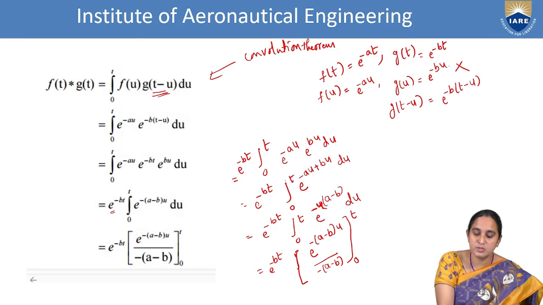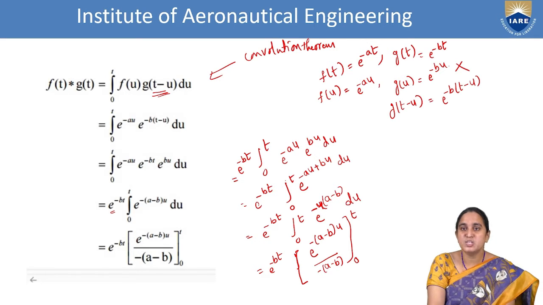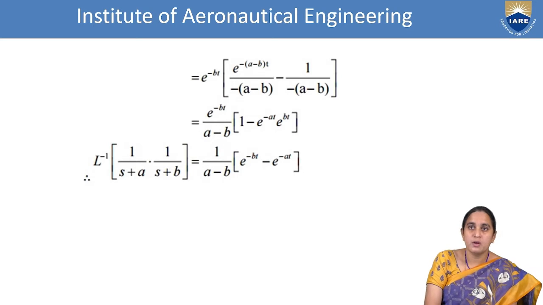By using the convolution theorem, we converted the function, and after that integration with respect to u, we got e power minus bt into e power of minus a minus b into u by minus of a minus b. Limits are 0 to t. Now I'll substitute the limit points. What is the upper limit there? Upper limit is t and the lower limit is 0. Then I'll substitute those limits here.